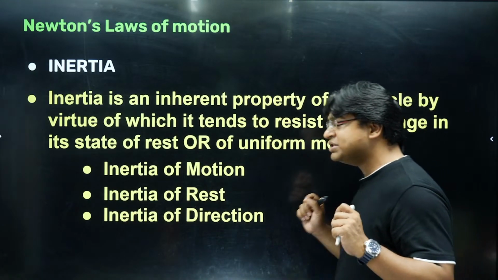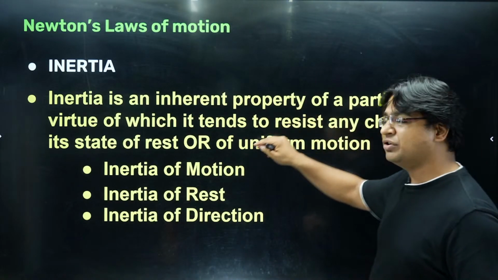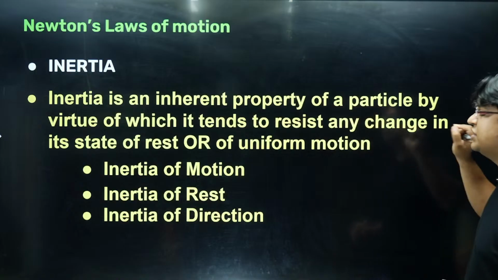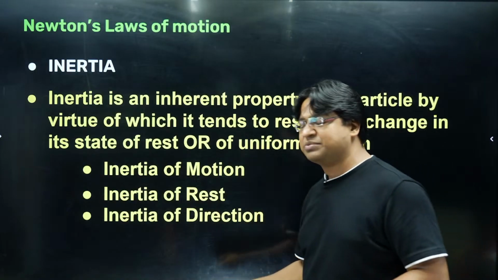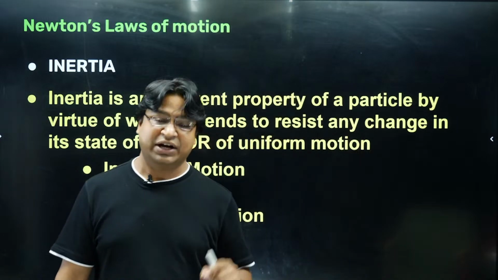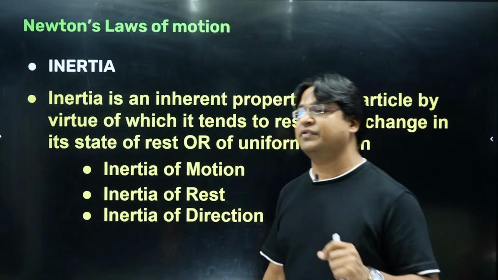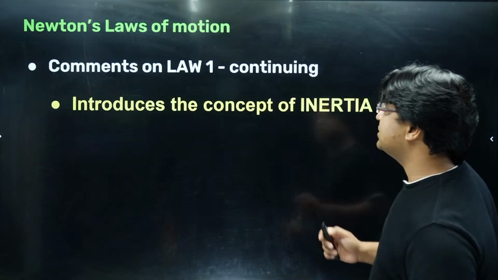So what is inertia? It is the inherent property of a body, of a particle, by virtue of which it tends to resist any change in its state of rest or of uniform motion. And there are three types of inertia that we define. So the first law introduces us to the concept of inertia. It tells us that there is an inherent property in the body to maintain its state of rest or of uniform motion. Okay, so that is regarding inertia.